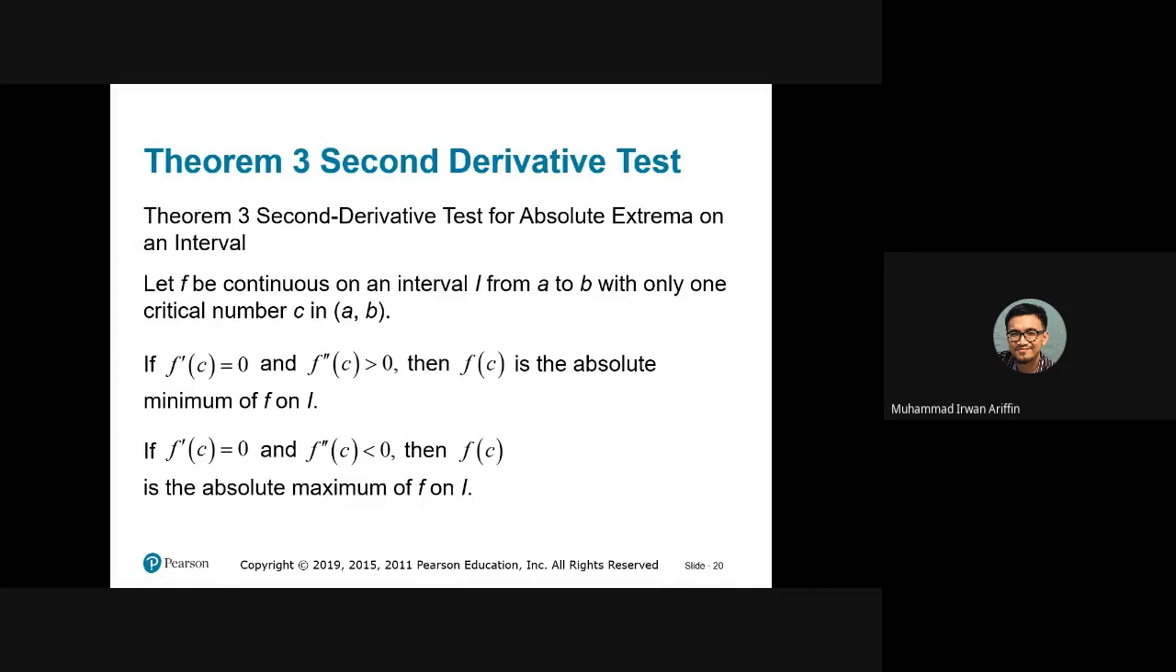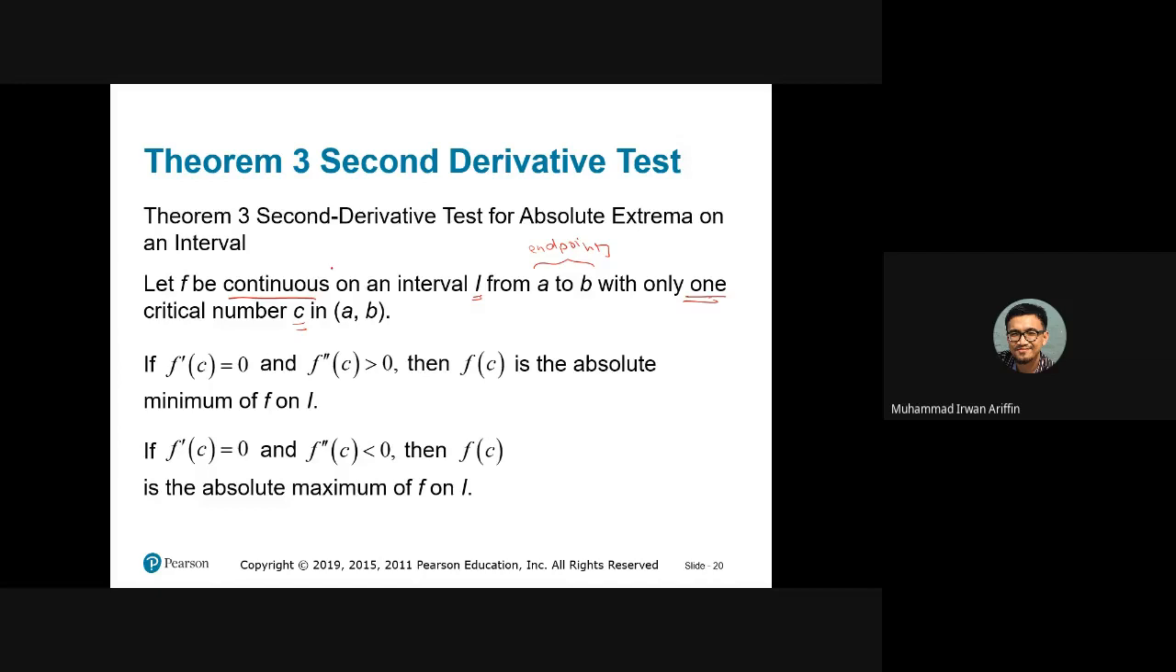So this gives us the third theorem, which defines the second derivative test. Theorem 3 helps us identify the absolute extrema within an interval. Let's say we have a function which is continuous on an interval I. So I stands for the interval from a to b, so these are the endpoints from a to b. And we have only one critical number c.